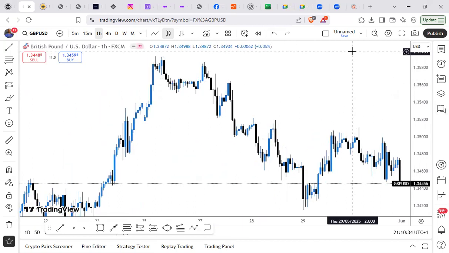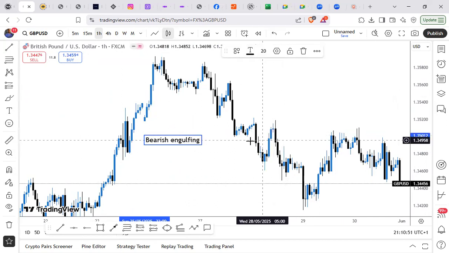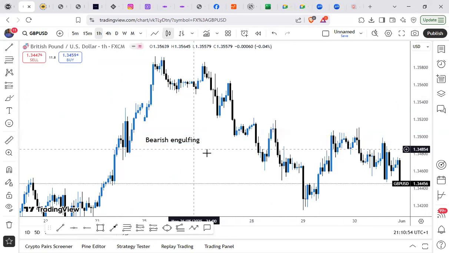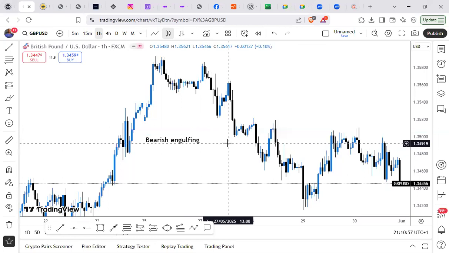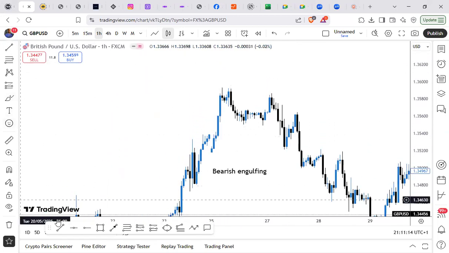Okay. So, for example, when we talk of bearish engulfing, what does it mean? Bearish engulfing is when a sell candle completely swallows a buy candle. Now, it needs to swallow it in a very healthy manner. What am I talking about? Look at this one here.